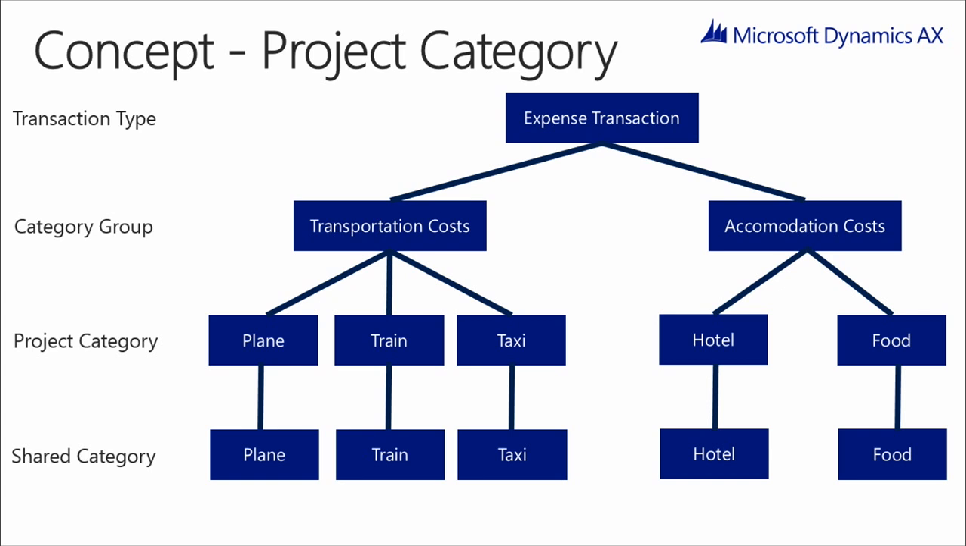For example, if I were looking at expense transactions, I might have category groups dividing my project categories into transportation and accommodation. The next level is project category, where we hold our cost price and our sales price, and where our individual transactions indicate what project category they're associated with. In this example, under transportation, I might have planes, trains, and taxis. And those project categories, in turn, are based on a set of shared categories that are available across modules and across legal entities.